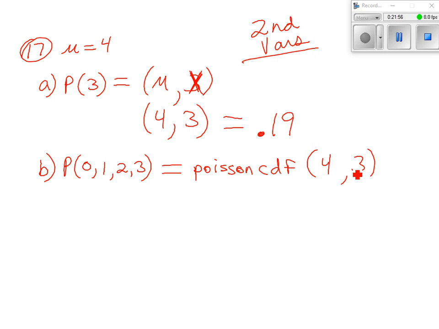Should give us a completely different answer. Boy, I hope it doesn't give us 0.19 or I'm going to look stupid. 0.43. So what's the probability that there's 0, 1, 2, or 3 errors on the page? About 43% of the time.